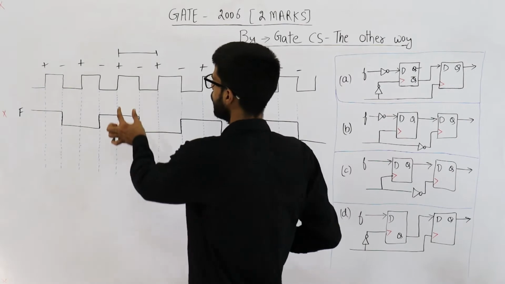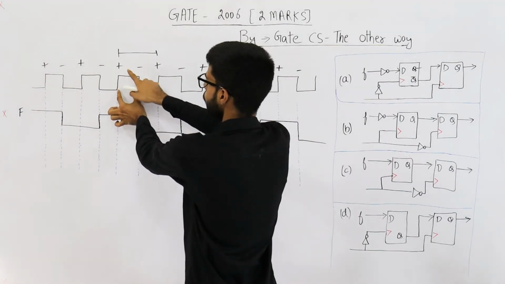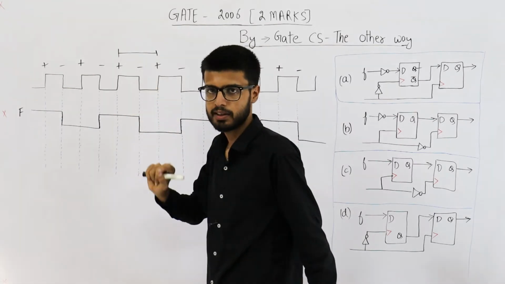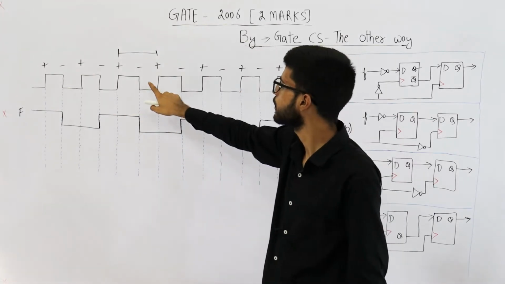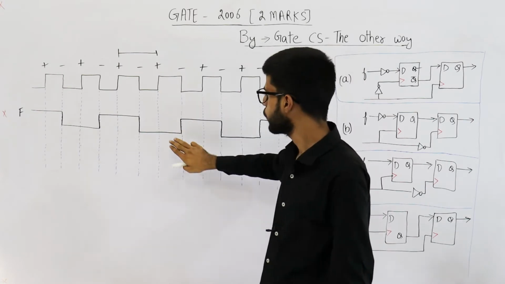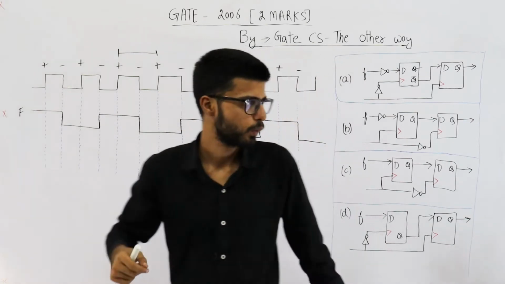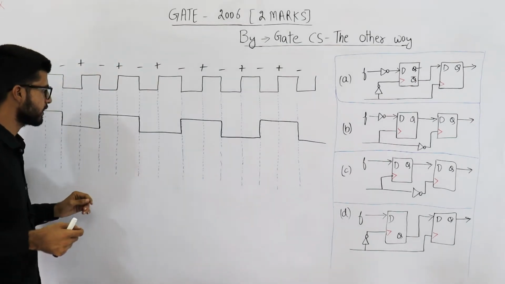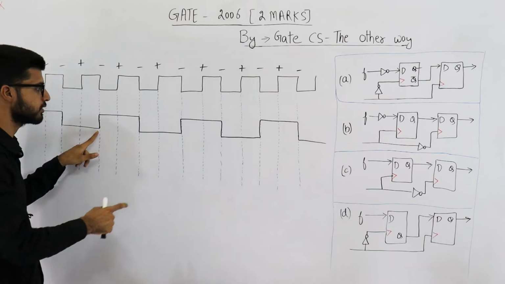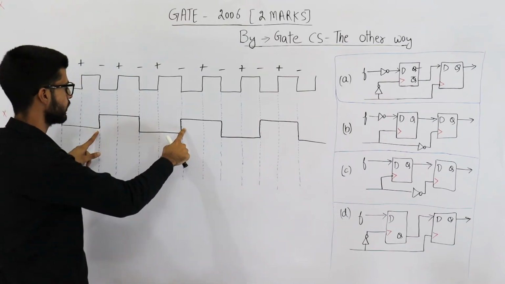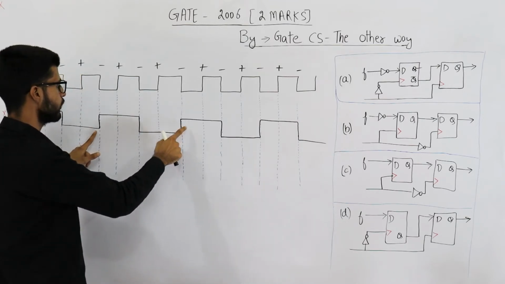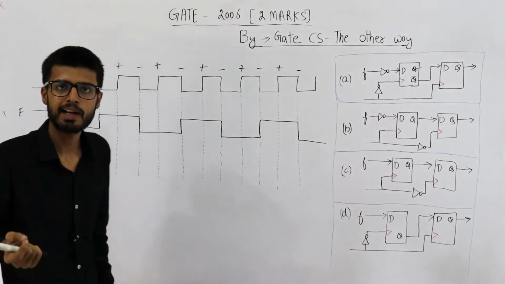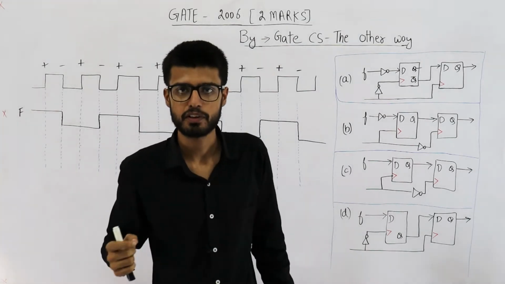You can see for half of the time clock is high, for half of the time clock is low. So it's half, that means 50%. Duty cycle is 50% for this one. What is duty cycle for this signal? Let's calculate it. Between two positive edges, this one is a rising edge and this one is a rising edge. Between these two edges, for half of the time value is 1, for half of the time value is 0. That means it also has a duty cycle of 50%.